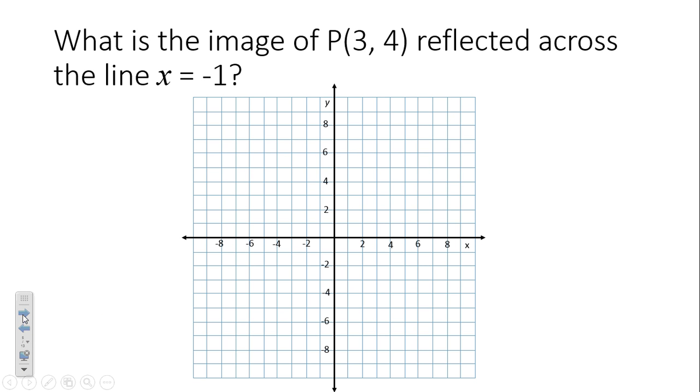Second box of your notes. Find the image of P, which has an ordered pair of 3, 4, reflected across the line x equals -1. So your first step is always to write the pre-image, to plot the pre-image. So go ahead and plot P at 3, 4. Label it P.